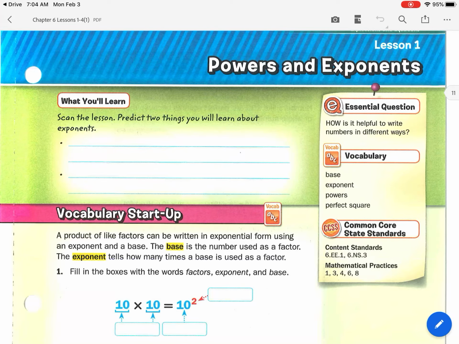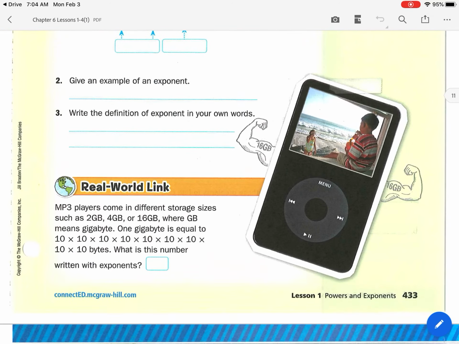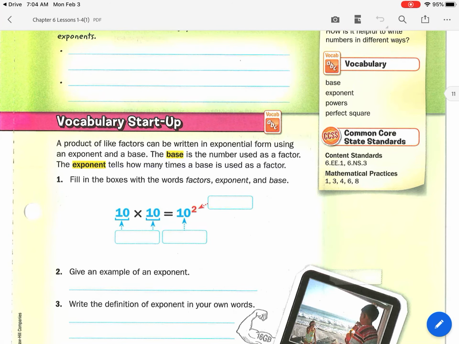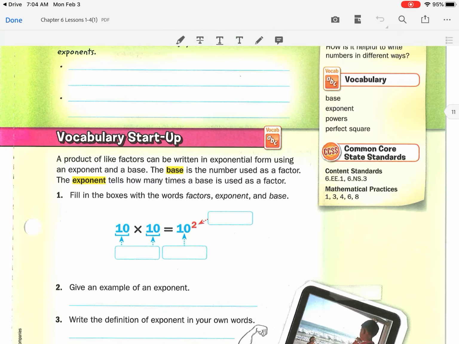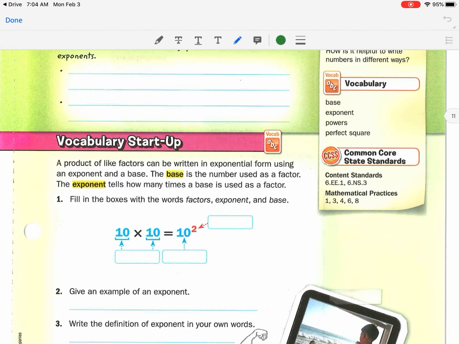Okay, good morning. Go ahead and get your book open to page 433. We're going to be taking a look at powers and exponents. This is the beginning of chapter 6, so go ahead and get it open to page 433. Looks just like this. We're just going to take a look at this first page so we can get some vocabulary down so you can fill in your notes and you can complete this page so you know what we're talking about when we're talking about powers and exponents and bases and all that good stuff.